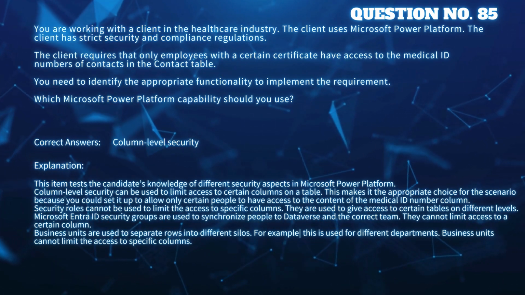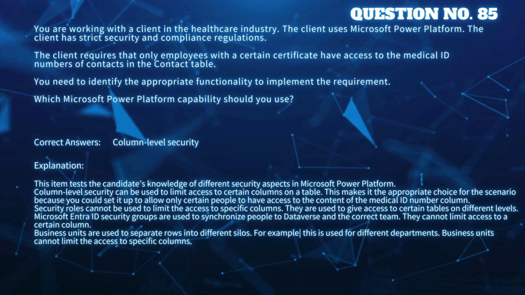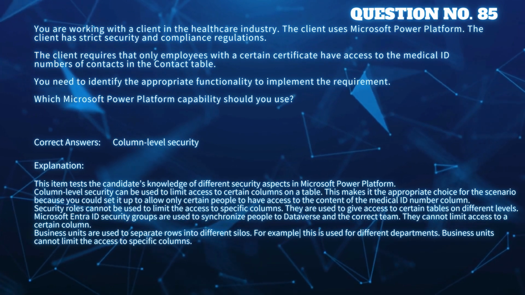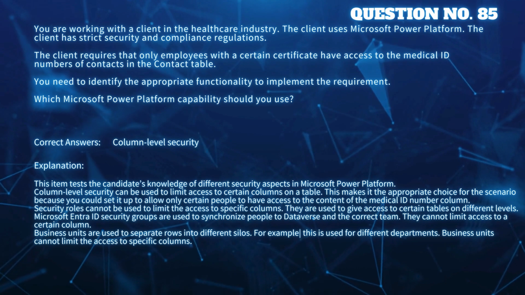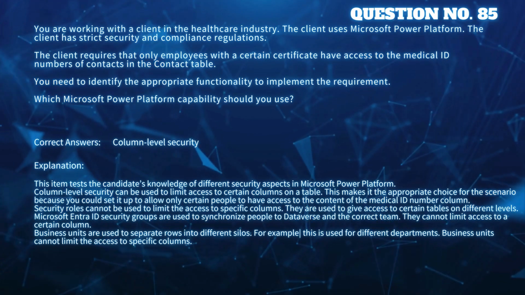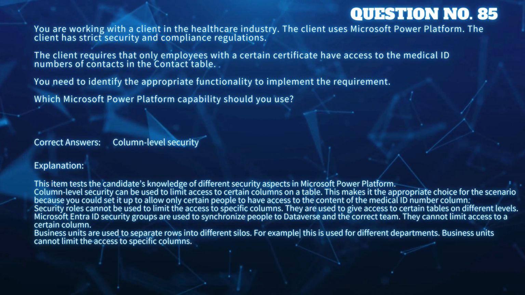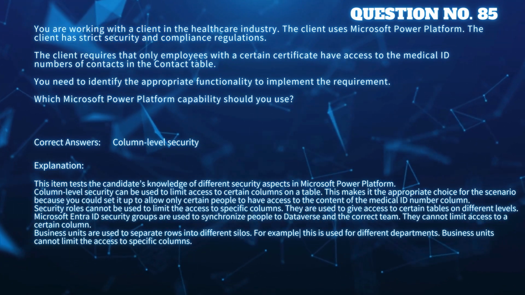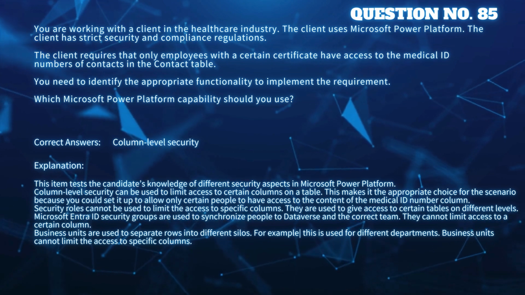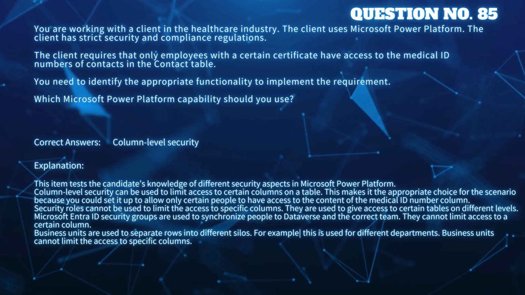Microsoft Entra ID security groups are used to synchronize people to Dataverse and the correct team. They cannot limit access to a certain column. Business units are used to separate rows into different silos. For example, this is used for different departments. Business units cannot limit the access to specific columns.